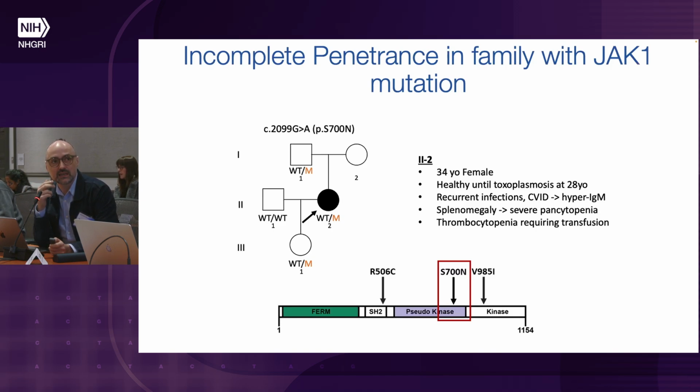This is an interesting case because this is a female from the UK. She was healthy until toxoplasmosis at the age of 28. Following that, she had recurrent infections, CVID, hyper-IgM, splenomegaly, severe cytopenia, thrombocytopenia requiring transfusion. It's very clear that toxoplasmosis doesn't cause this, but it correlated with it.